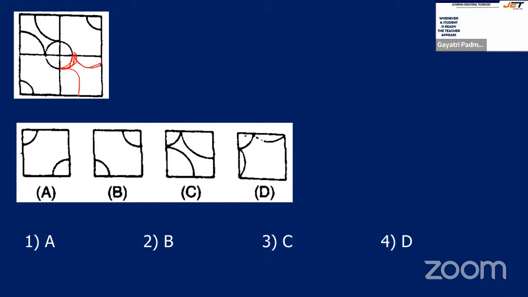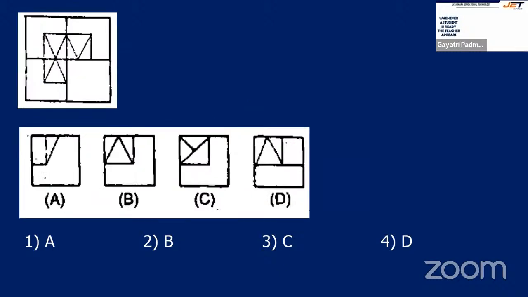So just roughly I'm drawing. Then that's it. It should be like this and it should be like this. So probably your option C could be the right one. Let's see. Yes, it is option C. All right, let's move on to the next question.